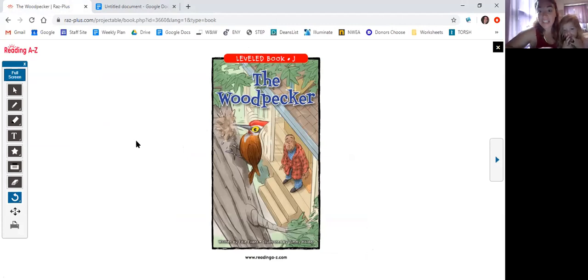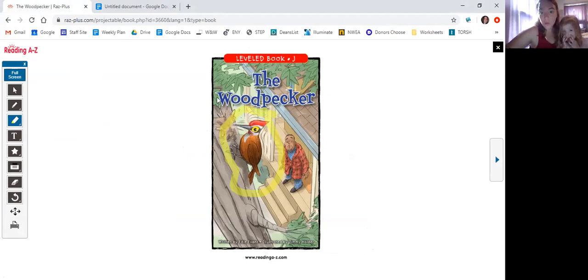Now, a woodpecker is a bird, and it looks just like this. You can see in the picture. This is a woodpecker, and a woodpecker is a bird that pecks wood. So a woodpecker can peck a house, it pecks a tree, it pecks anything that's wood.